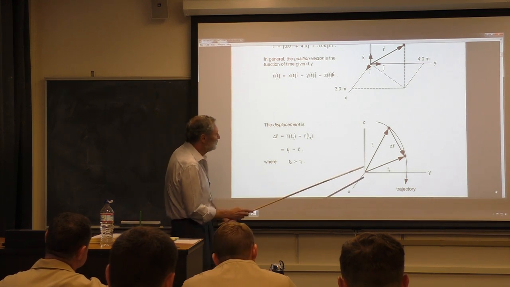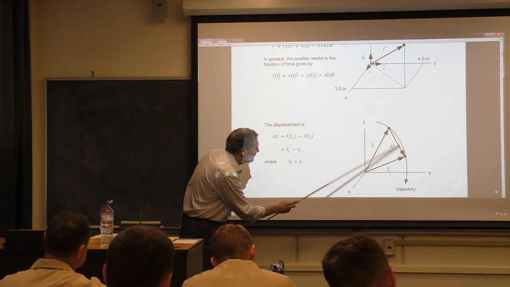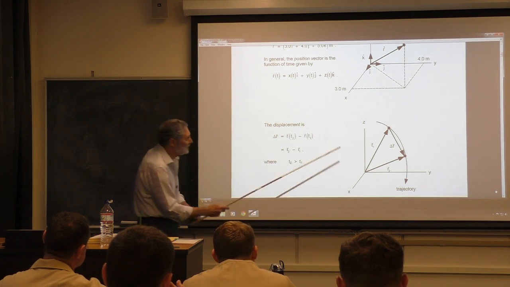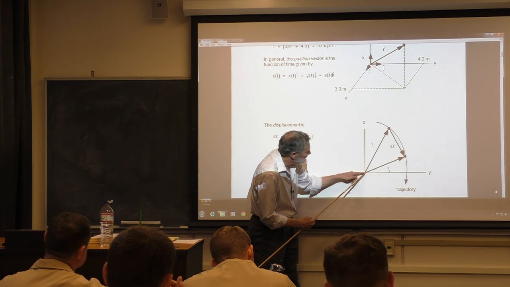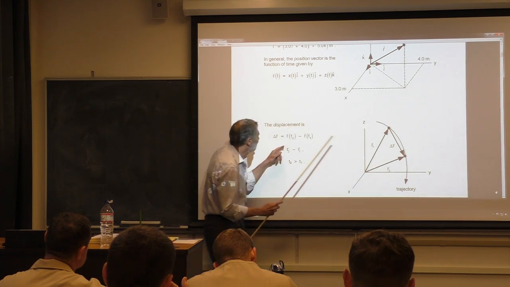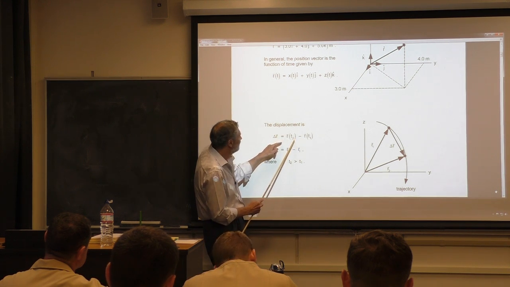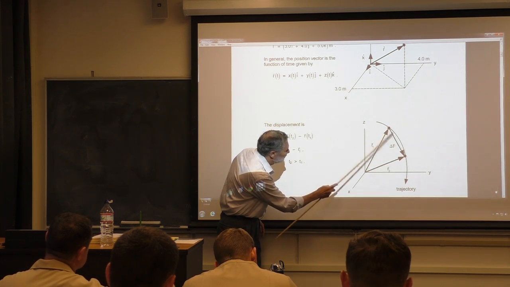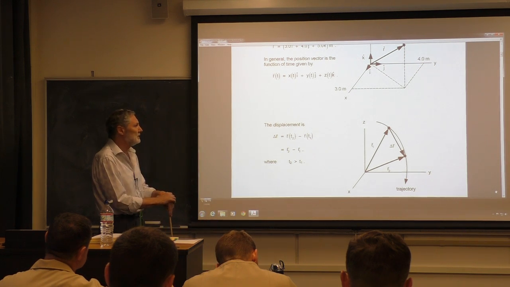The displacement over some time interval, delta t. If this is the final, this is the initial. The displacement is the difference. Remember we talked about vector differences, right? The 2 vectors here are naturally connected at the tails. So the displacement has to point in this direction, because when I add r of t1 to this, I've got to get r2. So the arrow has to go not only between the 2 points here, but it's got to go in that direction. That's the displacement, the final minus the initial.